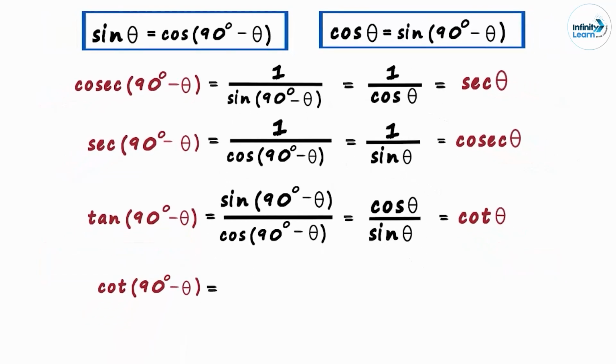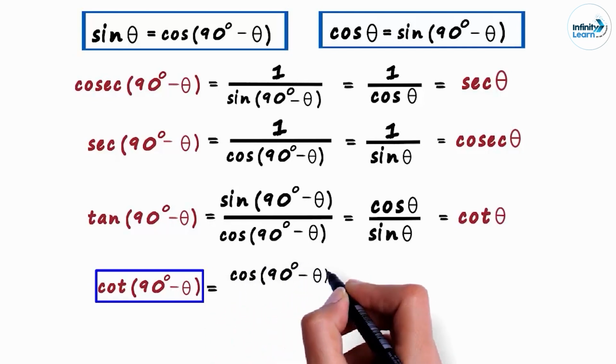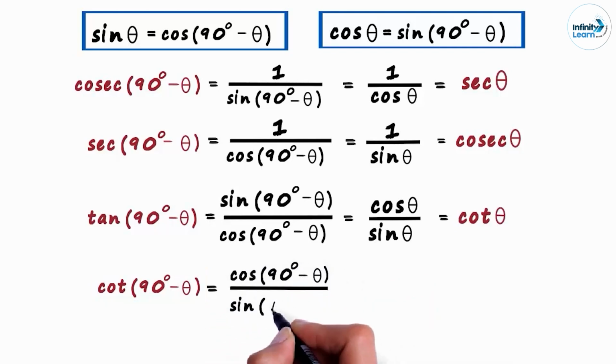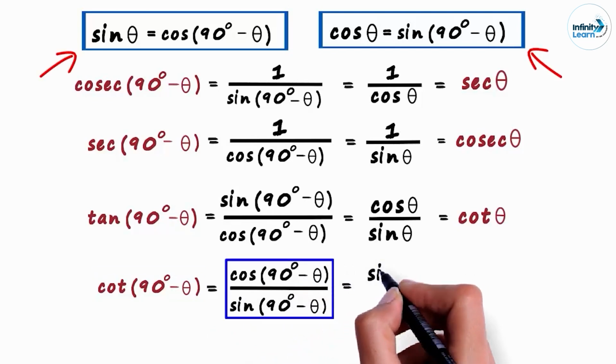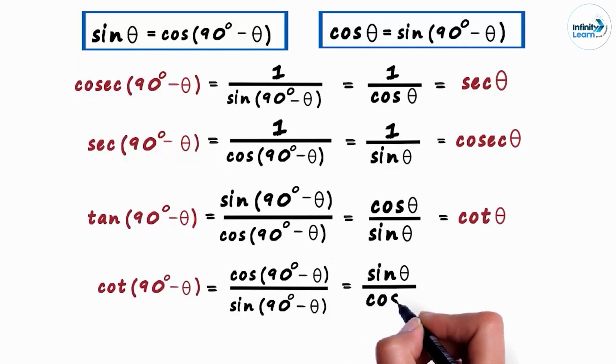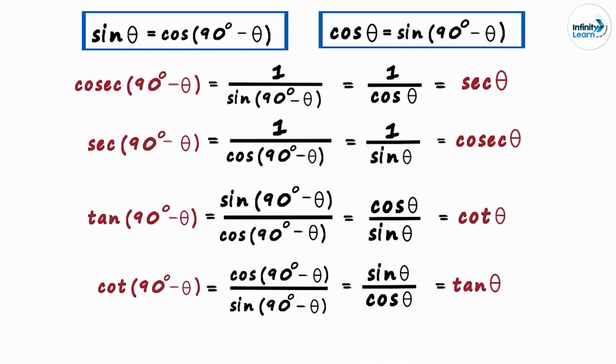We zoom out and look at the last special relation of complementary angles. This can be written as cos of 90 degrees minus theta divided by sin of 90 degrees minus theta. And from the two relations above, this ratio can be written as sin theta by cos theta, which equals tan theta. And this tells us that the tangent of any angle equals the cotangent of its complementary angle.